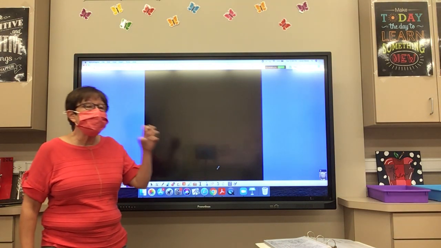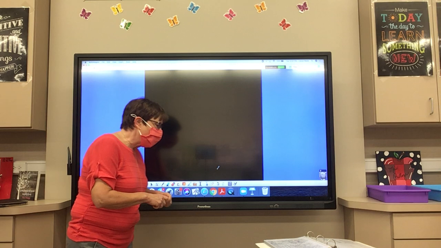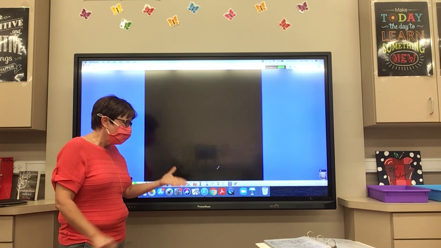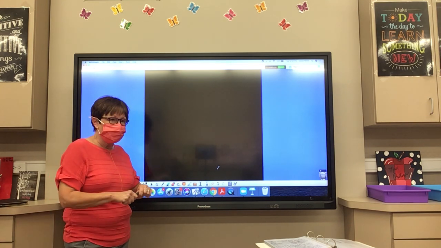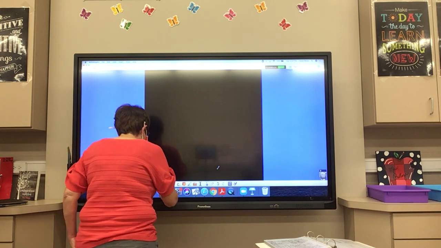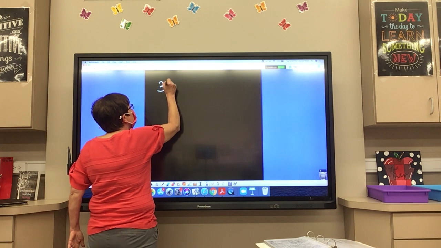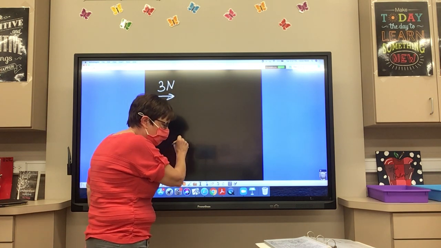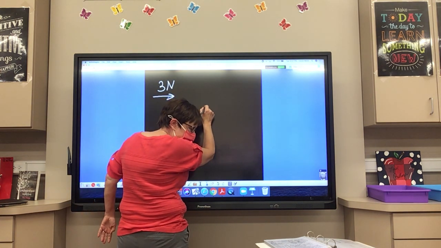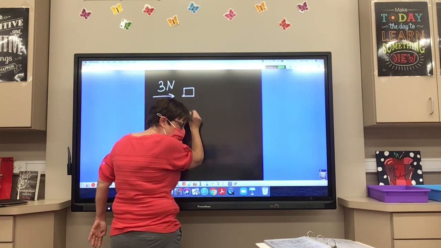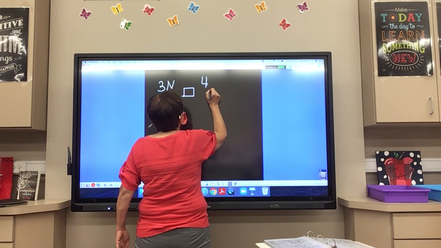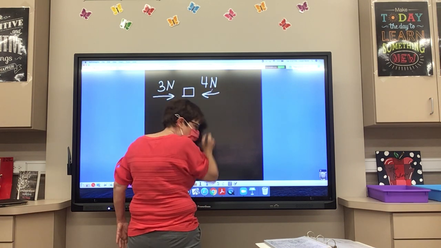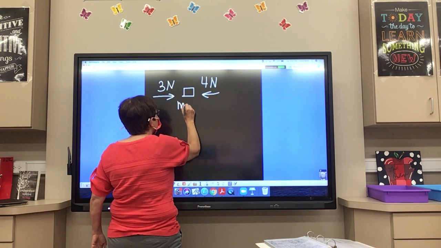We have a section about push. When we're thinking about push, things are pushing against each other, right? Something is pushing another thing. Look at our picture there, and it says push. Now we have 3 newtons, that's what the 3N stands for, and it is pushing against 4 newtons, and we need to figure out the movement of that, the force.